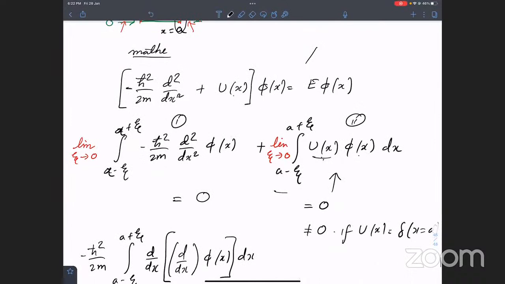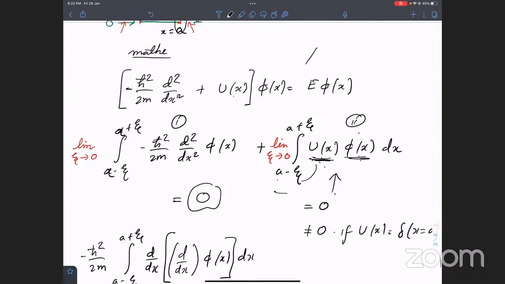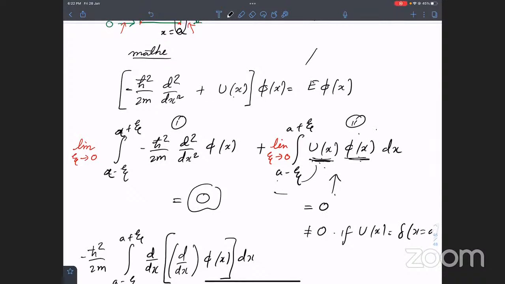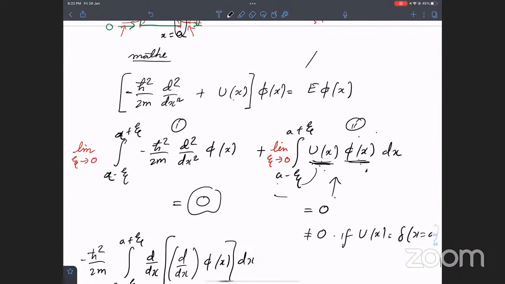Did I explain why the third term has to be 0? I think Prankush was there. Yes, sir. Okay, so the same logic holds for the second term also, right? Because it's just a multiplication of u of x and phi of x. So when will the second term be 0? Unless u of x has a delta at a, this integral will be 0. Is that clear to everybody? Yes, sir. So the second term is also 0, right? So yeah, this is what I was saying.